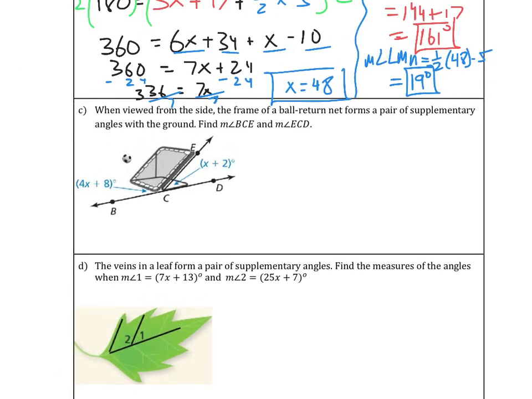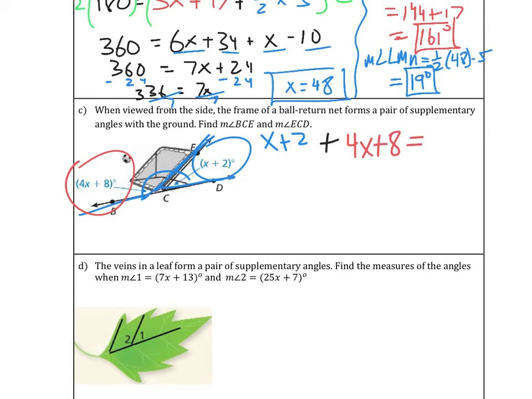Okay, that's the idea. Okay. So here we've got a funny little drawing. Okay. So these guys here make a straight line. They add up to 180. This is what we call a linear pair. Okay. So here the x plus 2 angle plus the 4x plus 8 has to be 180.